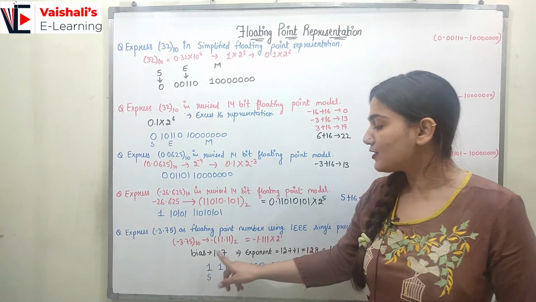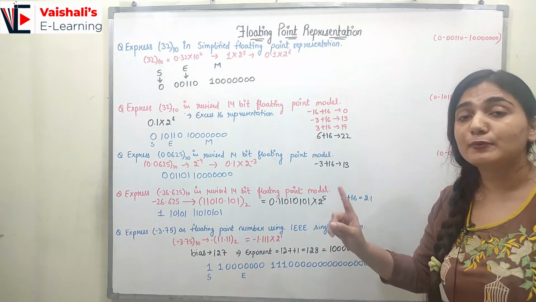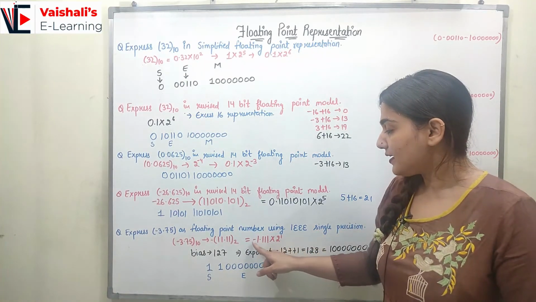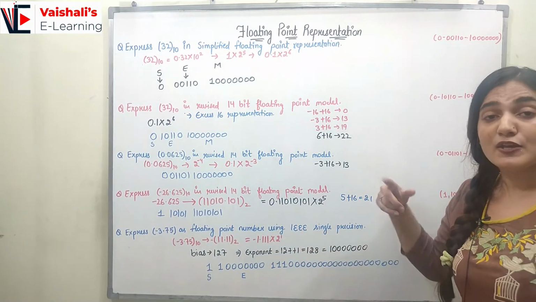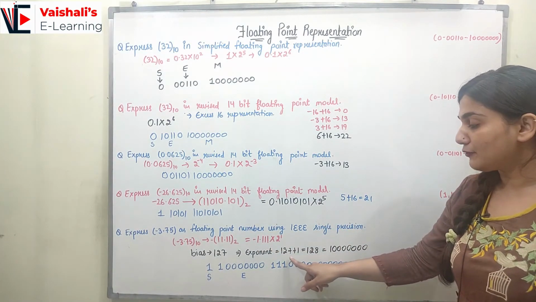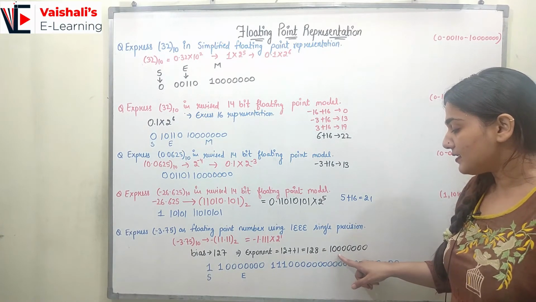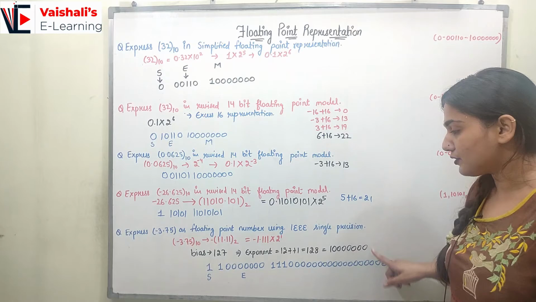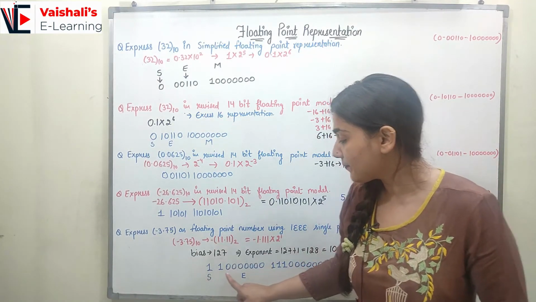Now here the bias would be 127, so whatever power I have, I have to add 127 to it. So here it can be represented as minus 1.111 into 2 raised to power 1. So power is 1, I have to add 127 to it, so I will be having 128, which is represented as 10000000, right? So sign bit over here is 1 because this is a negative number.